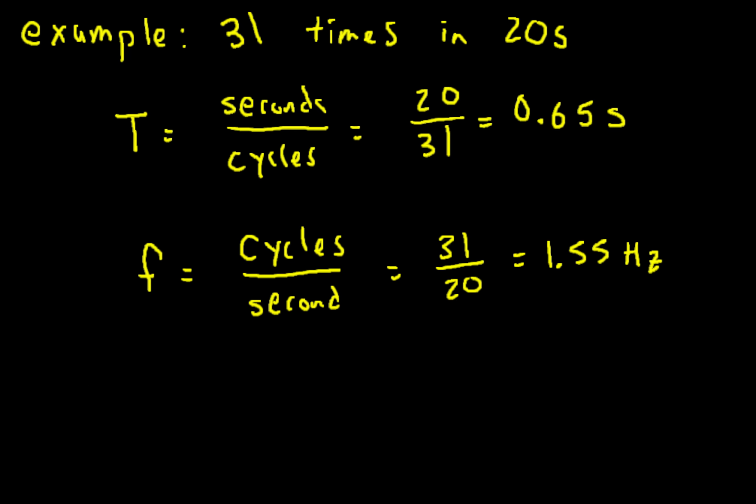On your data sheet, you'll see two formulas for period and frequency. And it's just inverses of each other. The period is 1 over the frequency, and the frequency is 1 over the period. This allows you to interchange between frequency and period.